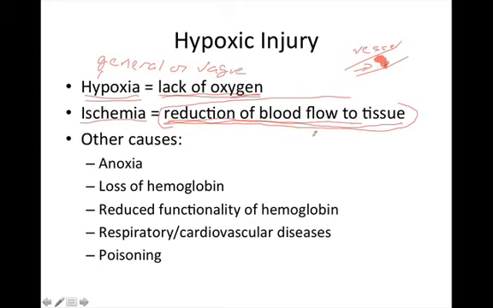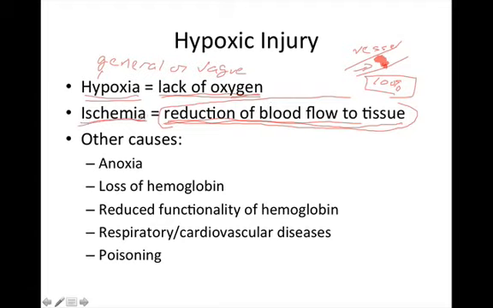Obviously when this occurs, especially at 100% blockage, this is going to be very severe, because the cells in the tissues of that organ are going to be rapidly deprived of oxygen and very rapidly injured. It's going to cause a massive injury depending on A, the extent of the ischemia, B, how quickly we catch it, and C, how quickly we can reverse it.